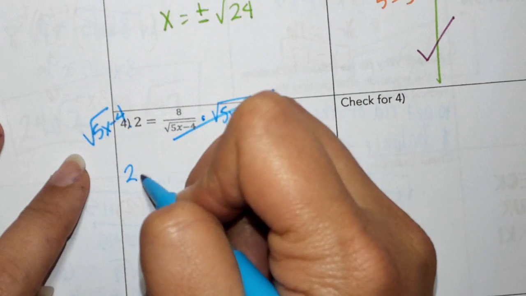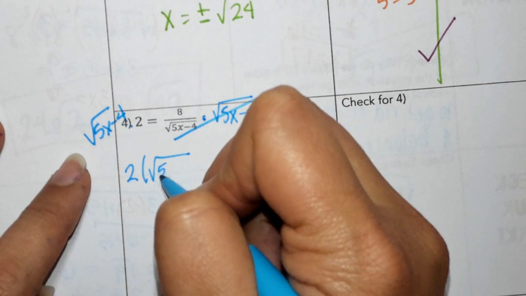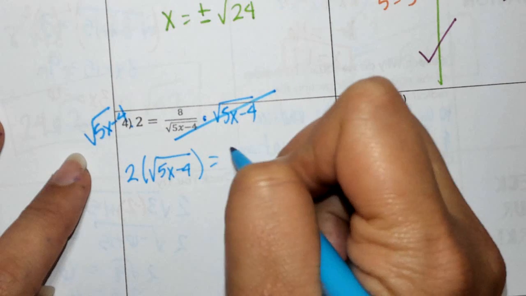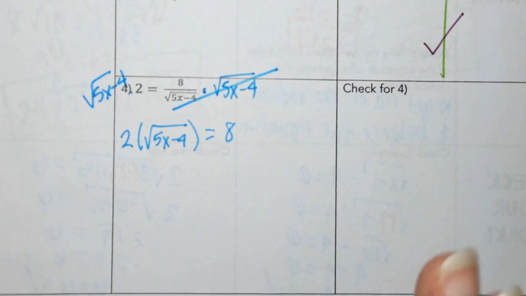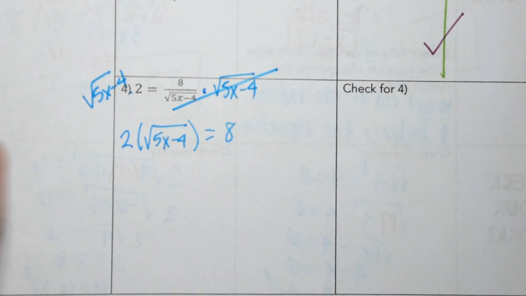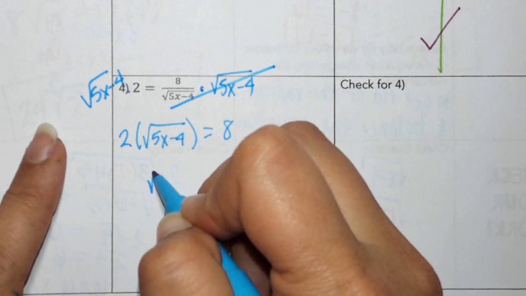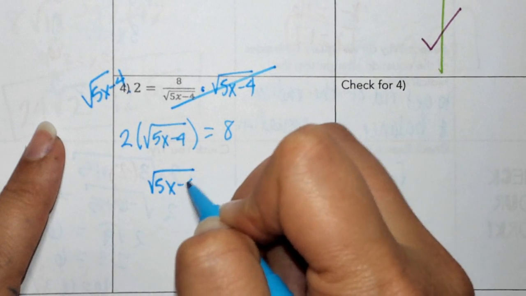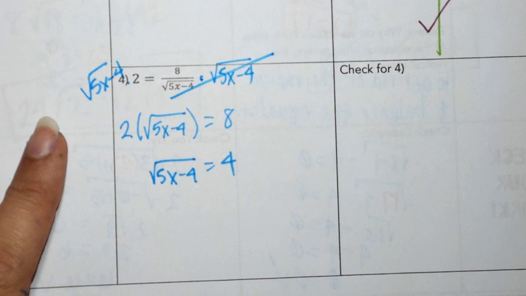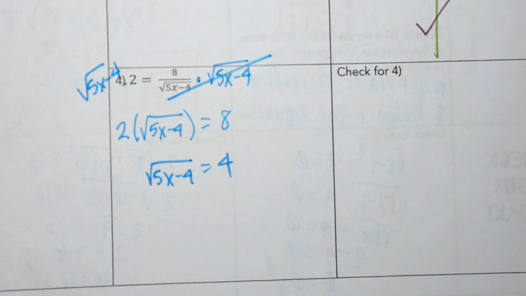So then you have 2 times the square root of 5x minus 4 equals 8. Now how would you get rid of that 2? You divide it by 2. So you're left with the square root of 5x minus 4 equal to 4. Can you solve it from there? Yeah. Go for it.